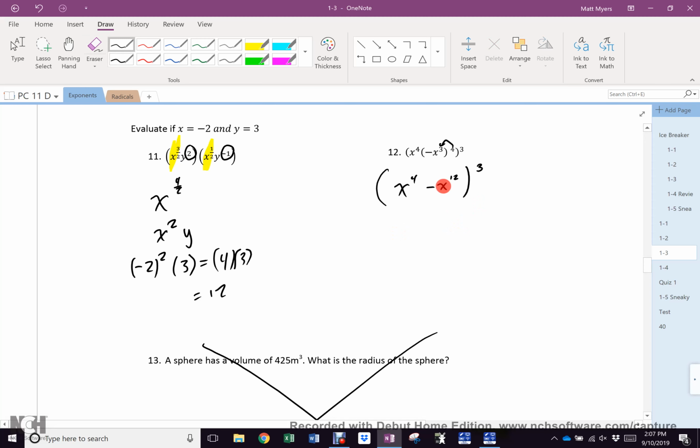This is a negative value, right? Because that negative isn't part of the base. This is a positive value, right? So inside these brackets, I have a negative value, don't I? And that negative value is going to be cubed, right? So it's going to be a cubed negative. Negative times a negative times a negative is going to be what? Negative. So if I know what I'm doing, I know my final answer has to be negative.